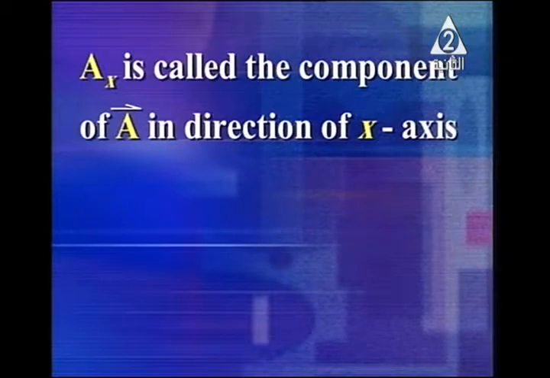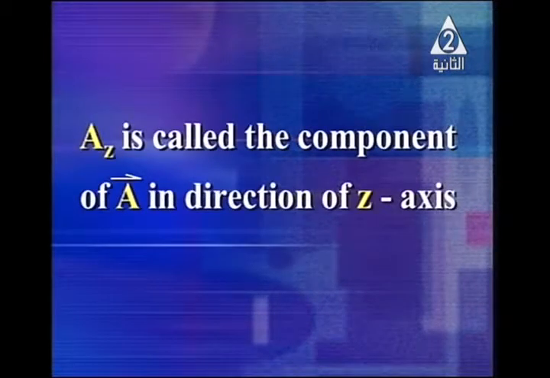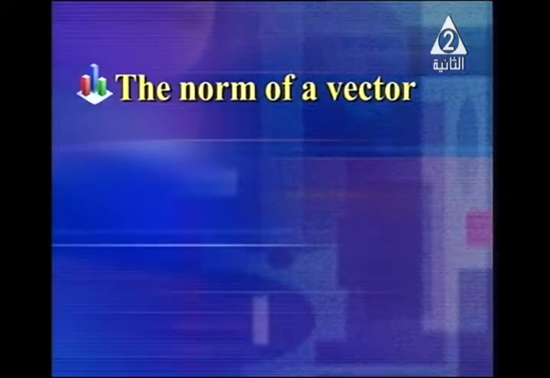Look, vector A has 3 components: AX, AY, AZ. AX is called the component of vector A in the direction of the x-axis. AY is called the component of vector A in the direction of the y-axis. Also, AZ is called the component of vector A in the direction of the z-axis. What is the norm of the vector?